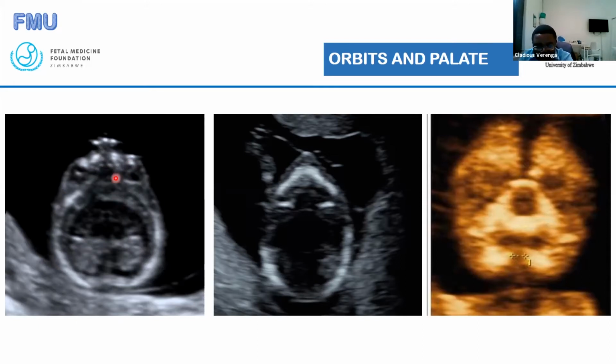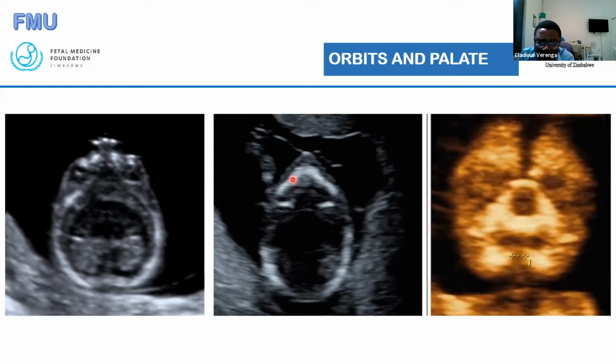Holoprosencephaly is a first trimester diagnosis. Alobar holoprosencephaly is a first trimester diagnosis, not a second or third trimester diagnosis. So this is why we need these kinds of images so that we don't miss a condition such as holoprosencephaly. We should always be diagnosing it in the first trimester.